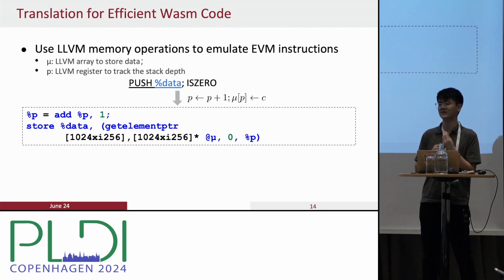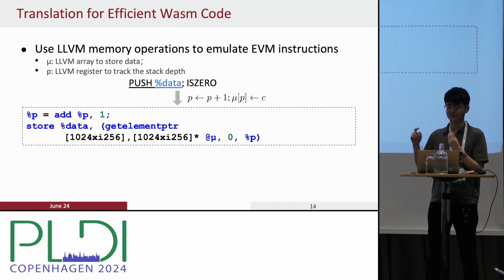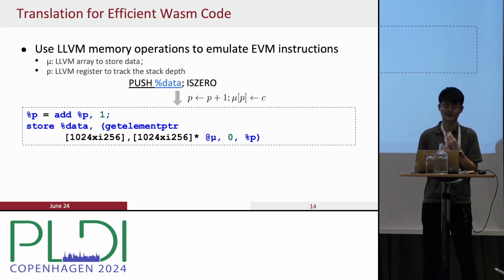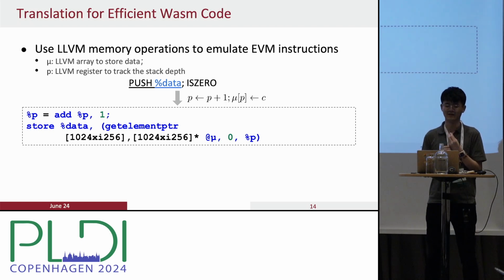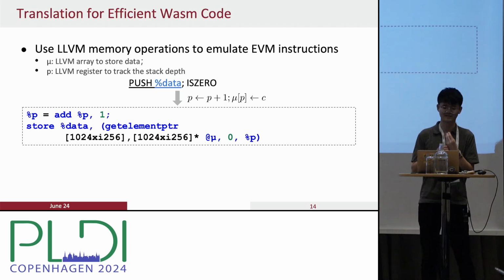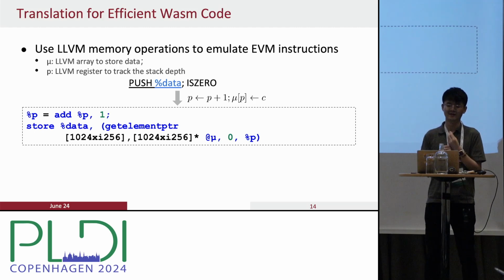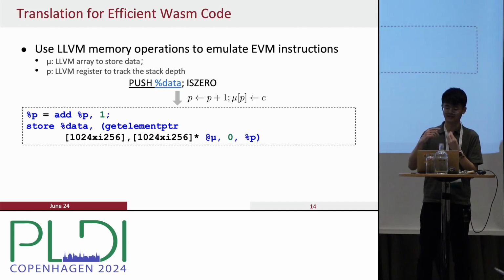So the mule P always points to the memory of the current stack top. For the push data, this EVM opcode, we can translate it into these two lines of LLVM IR, which first add 1 to the register P, and then store the data from the push data to the current emulated EVM stack, which is the mule P.